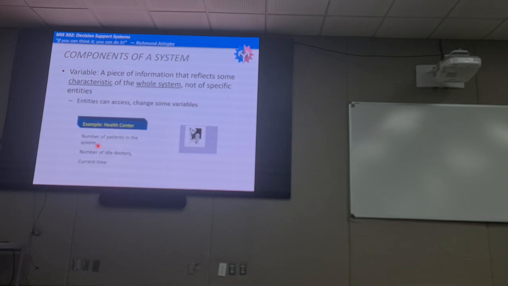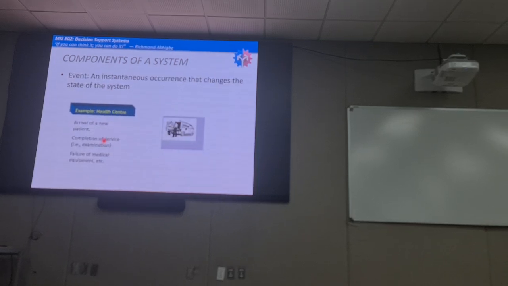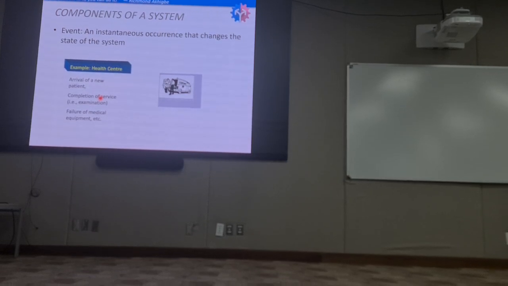And you can imagine we have multiple variables, right? Time is a variable, number of doctors, number of patients in the system. All these variables together we call the state. So state is what? One, two, three, four, five, all the important variables together, we call it a state. Why is it important to call it a state? Because we have something called an event.